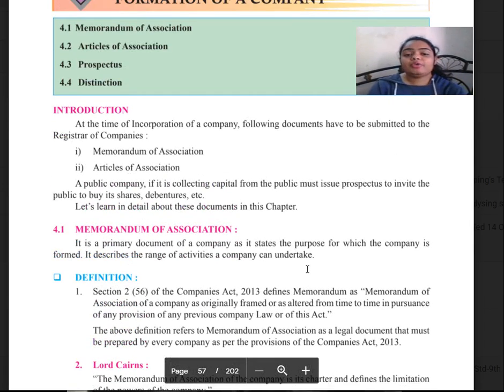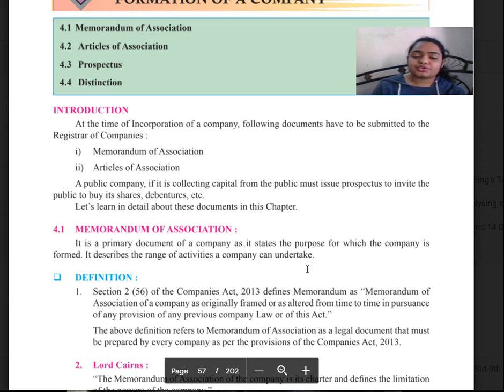Introduction. At the time of incorporation of a company, following documents have to be submitted to the Registrar of Companies: Memorandum of Association, Articles of Association. A public company, if it is collecting capital from the public, must issue prospectus to invite the public to buy its shares, debentures, etc. Let's learn in detail about these documents in this chapter.